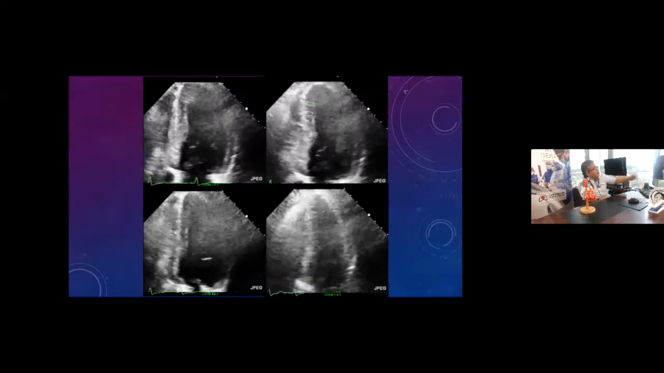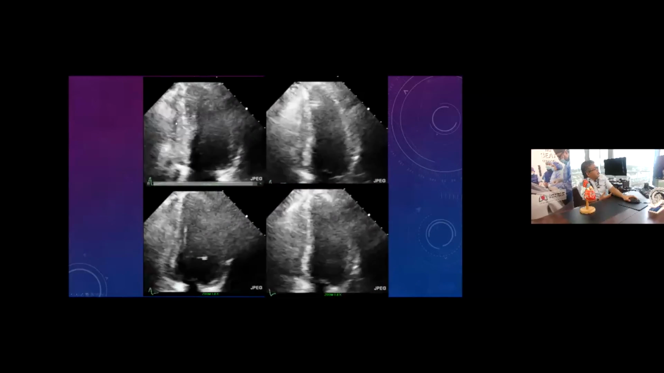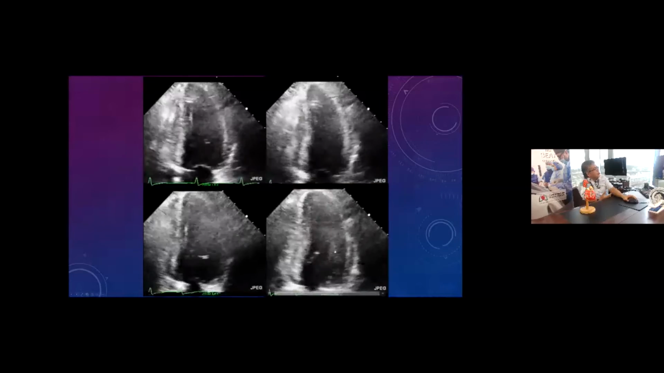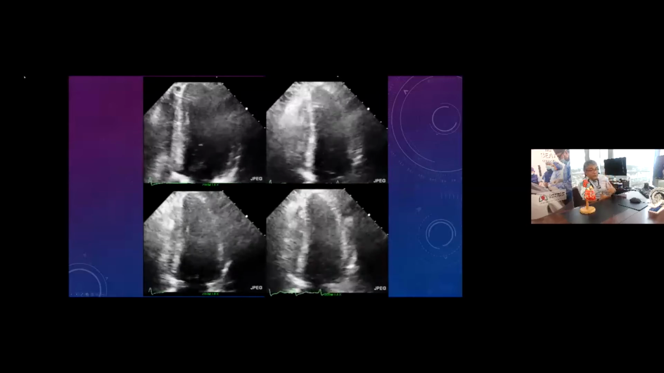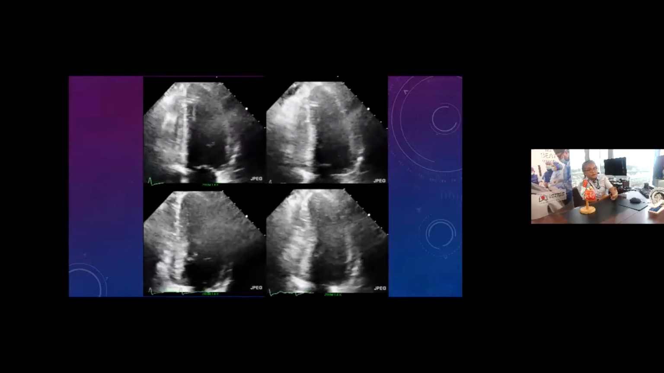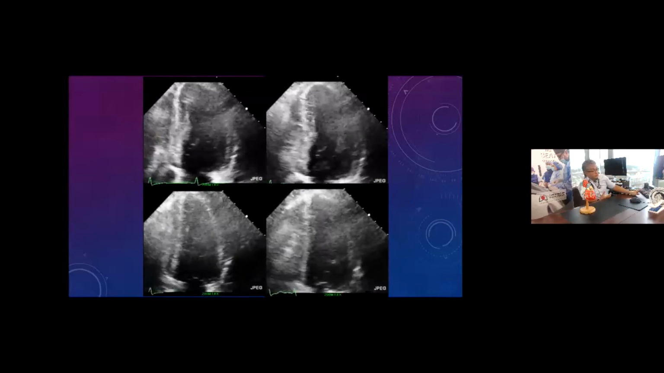And this is an example of what it looks like. At the beginning here, this is before the medicine is given, and as the medicine is given, the heart squeezes harder and harder and harder. We've done quite a few of these dobutamine stress tests here. So far, I haven't had any positive ones yet, so I cannot show you what a positive one looks like. These are all normal.